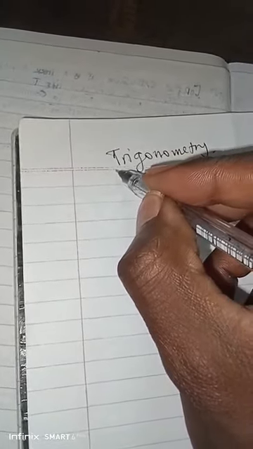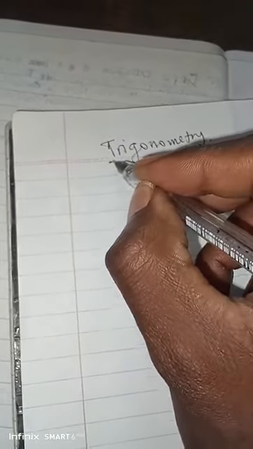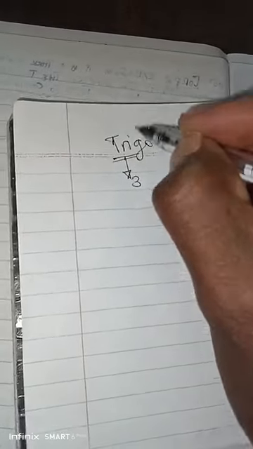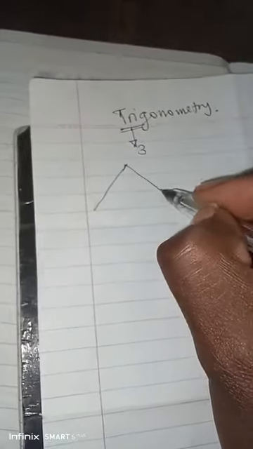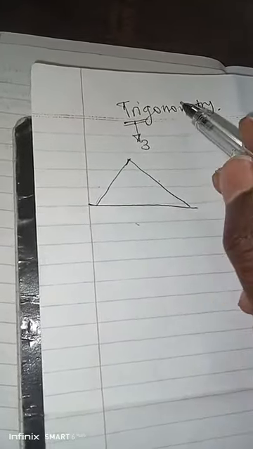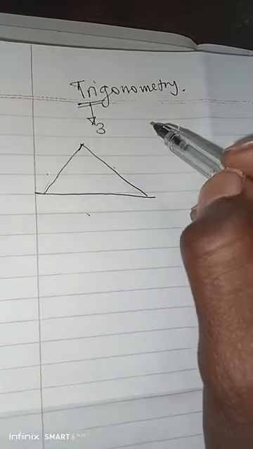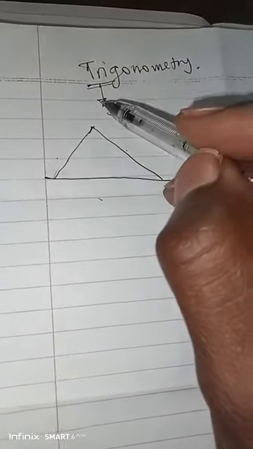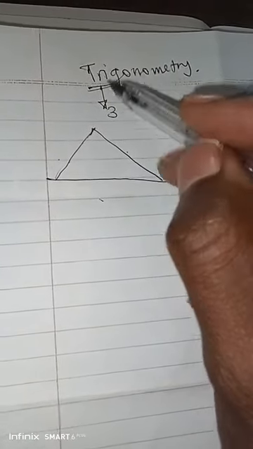So it's more like a type of geometry that is usually associated with triangles, because the word tri here means three, and a triangle has three sides. Okay, one, two, three. So think of trigonometry as just a type of geometry that is associated with triangles.